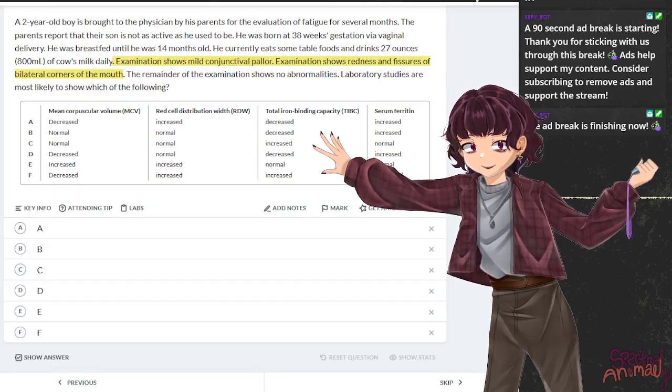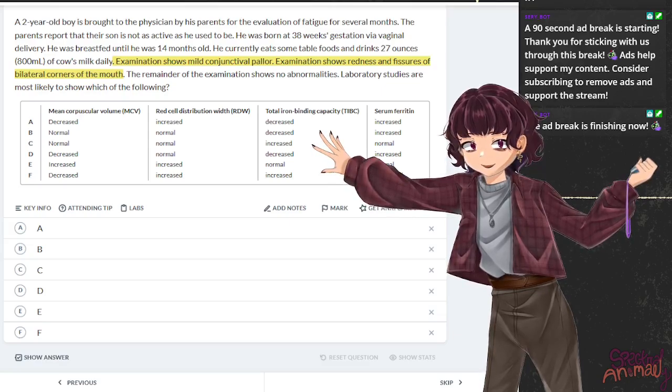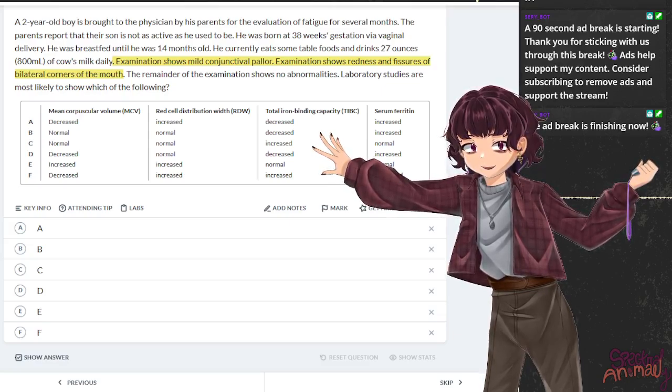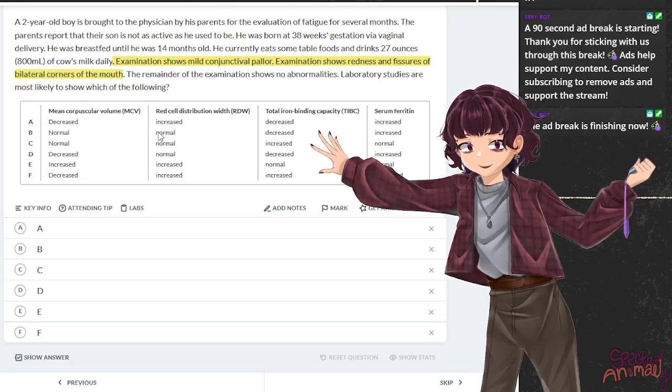So your serum ferritin will be decreased. Your total iron binding capacity would be increased. Your MCV would be decreased.